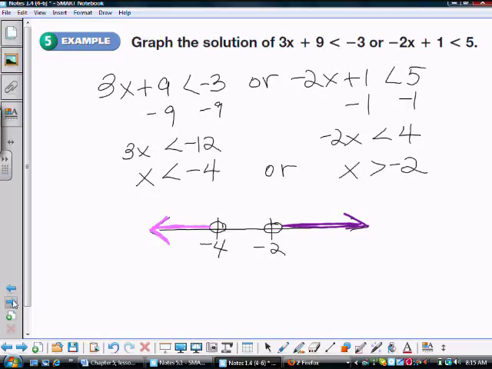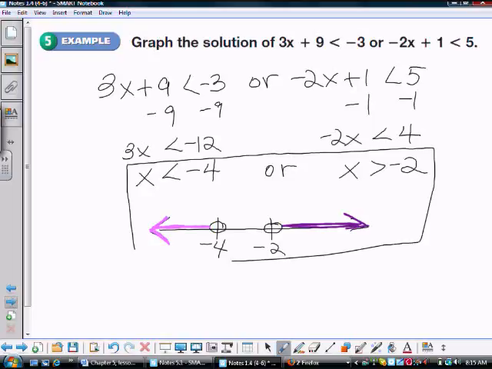Shade neither light purple or dark purple. When I have an or, I keep all the shading. And there's no way to write this as a single sentence like we did with the and, where you were shading in between. If you have a split shading, you have to keep your answer with the word or in between. Okay.